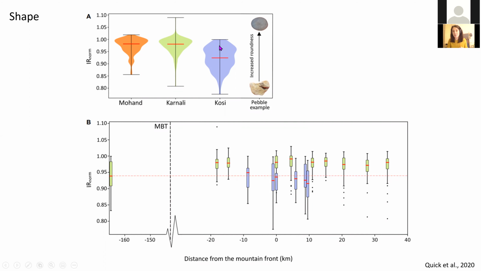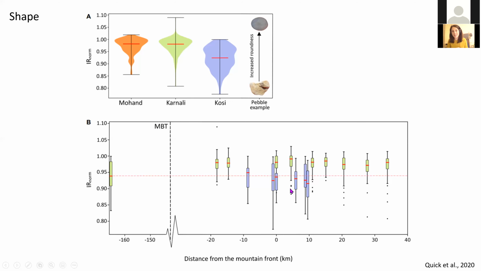The COSY is a bit more of a mixed bag. So we're getting some rounded, but probably more angular pebbles within their gravel bars. I then plotted this as a function of roundness and distance from the mountain front, just to compare the Canali and the COSY systems. So as we can see, in front of the MBT, when the Canali has received its recycled component, it has much rounder pebbles than the COSY. So the COSY is a lot more angular.